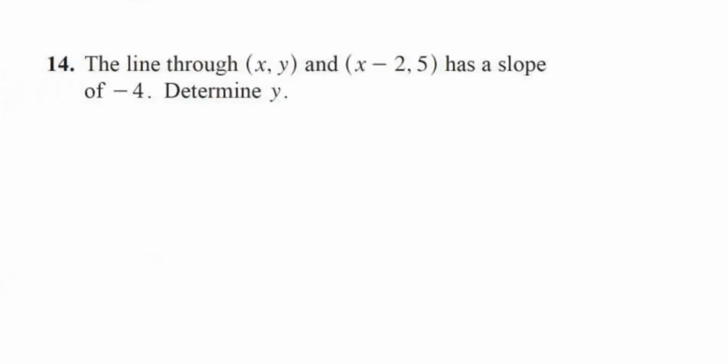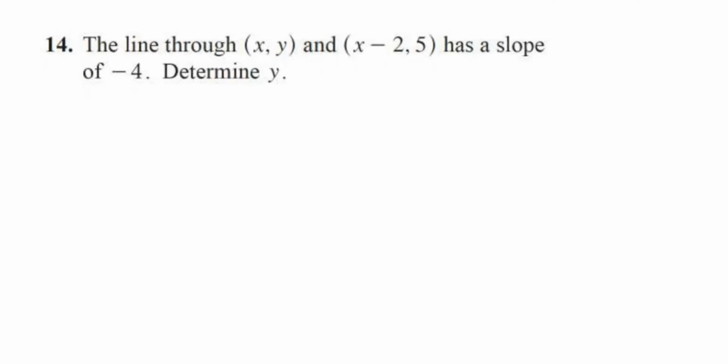Okay, finally question number 14 here. The line through (x, y) and this one's a bit different here. (x minus 2, 5) has a slope of -4, determine y. All right, so this question is a little bit different from questions 12 and 13. However, the setup is still the same.